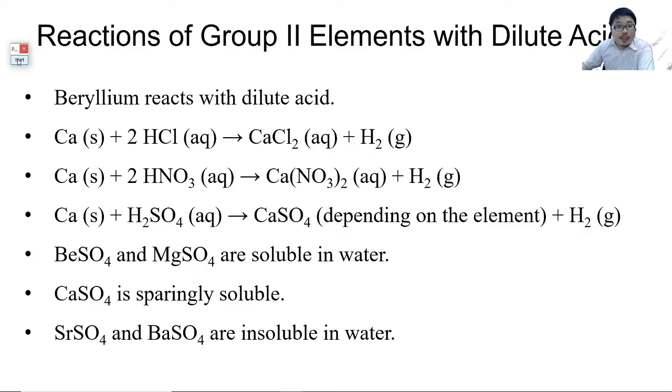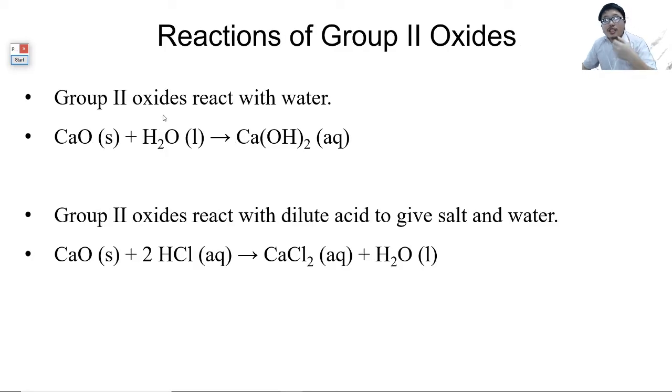Okay. Sorry. Now, let's talk about group 2 oxides. All your group 2 oxides will react with water to give you your hydroxides. All your group 2 oxides will react with acid to give you salt and water. Relatively straightforward. By the way, I'm using calcium as a generic one. You can replace the calcium with other group 2 elements. Group 2 metals. Okay.